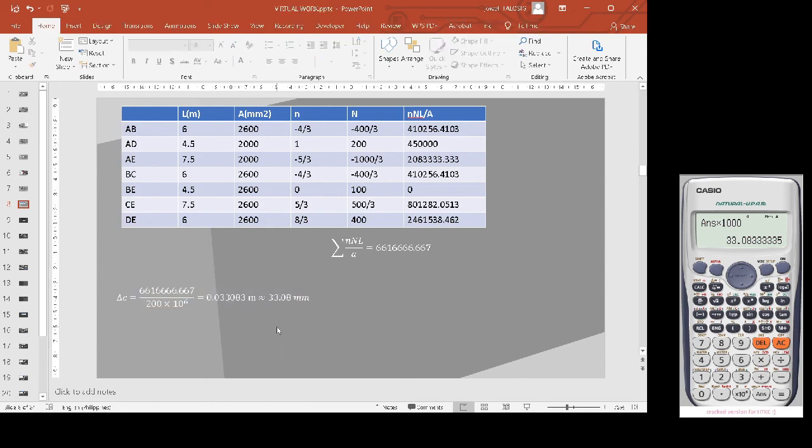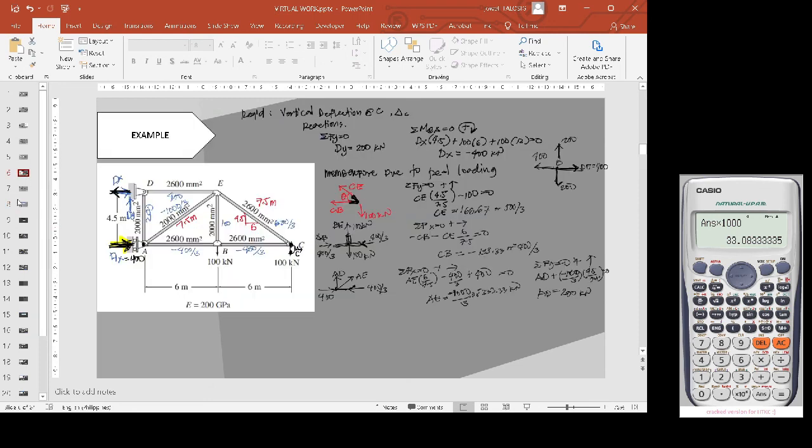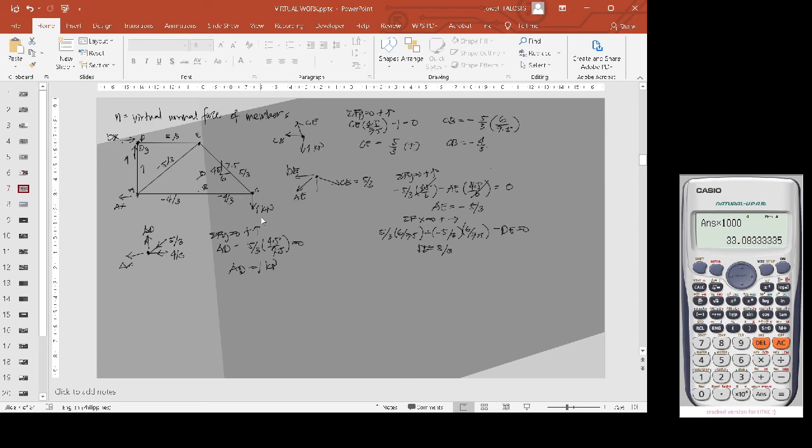Okay, 33.08 mm. So this is our answer for solving delta C. Okay, so take note, class. Okay, in solving using virtual method, positive means your answer is the same direction as the unit load, the virtual unit load na nilagay mo. Okay? Pag pataas to, no, ang nilagay mong 1 at ang lumabas ay negative delta C, meaning opposite ng pataas na 1 kN nilagay mo. So, downward. Okay?